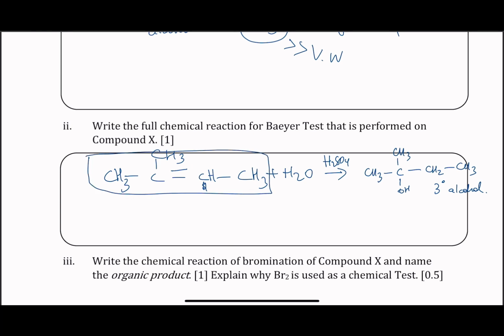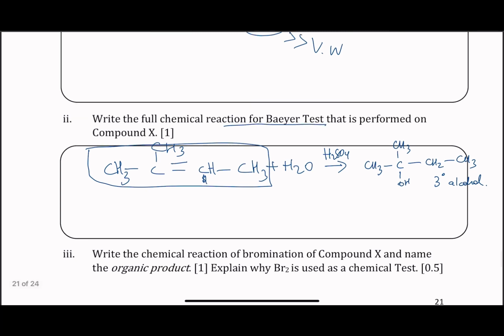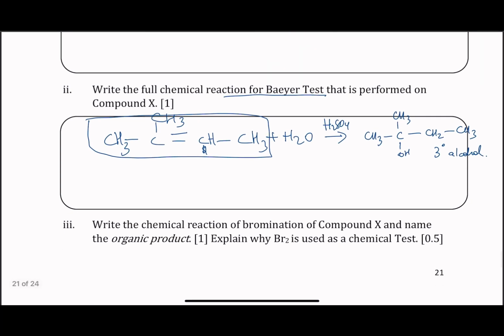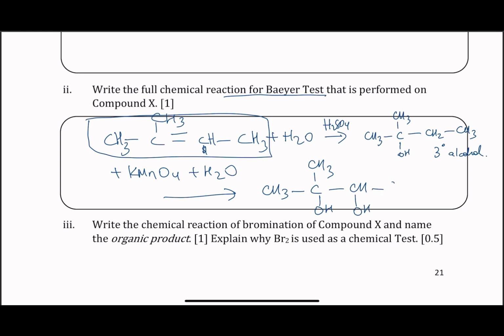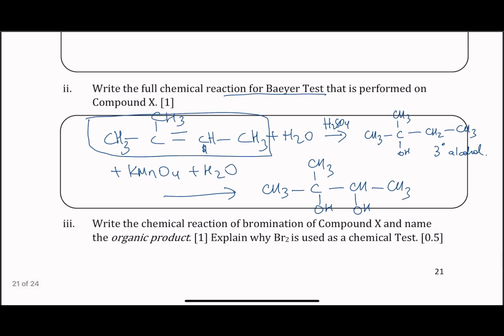It is asking us to write the chemical reaction for the Bayer test. The Bayer test means I would be adding potassium permanganate and water, and look at the product we have. I've got CH3, C, CH3, CH, and then OH here, and then CH3, and the products would be manganese dioxide and potassium hydroxide. These are my products.